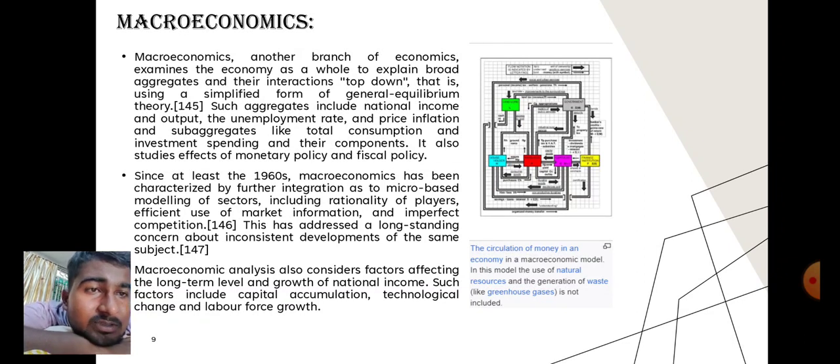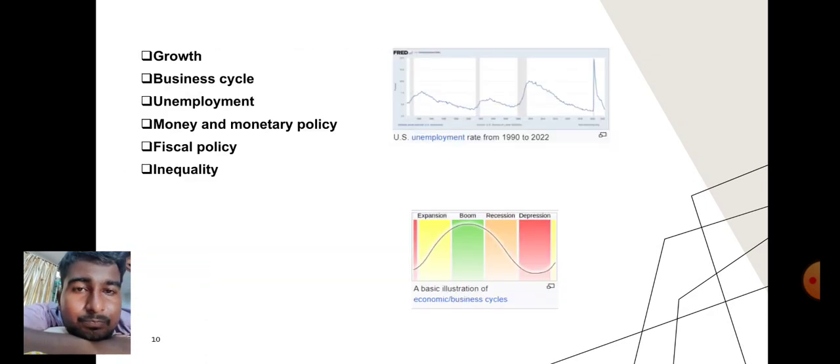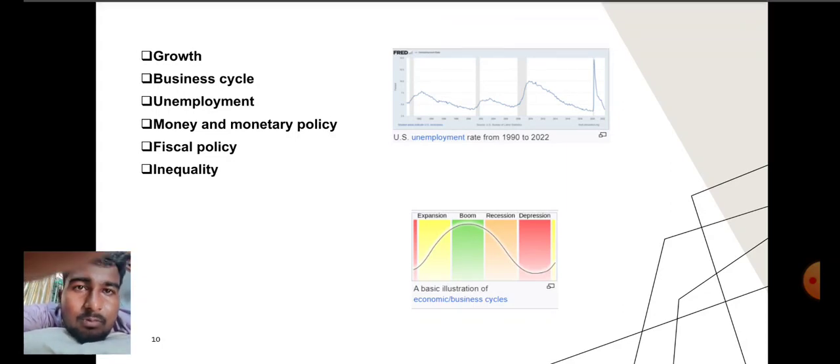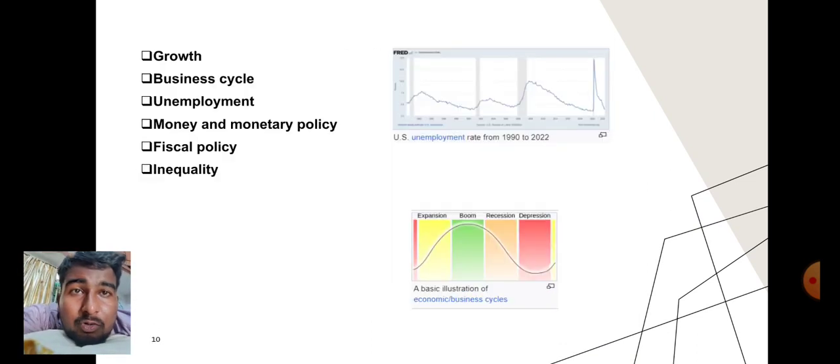The diagram shows the circulation of money in an economy in a macroeconomic model. In this model, the use of natural resources and the generation of waste like greenhouse gases is not included. Growth, business cycle, unemployment, money and monetary policy, fiscal policy, and inequality are the factors of macroeconomics. These are some graphs. Just go through this: the US unemployment rate from 1990 to 2022, a basic illustration of economic business cycles.